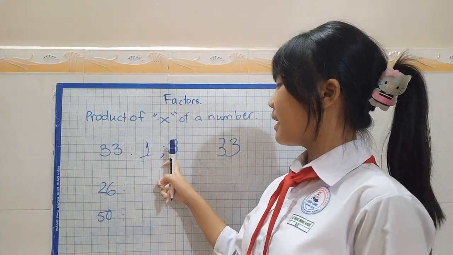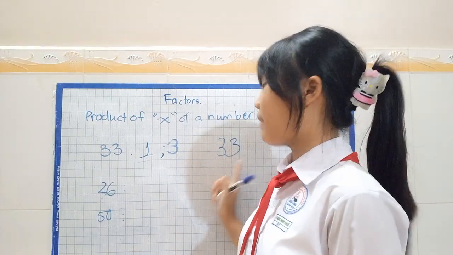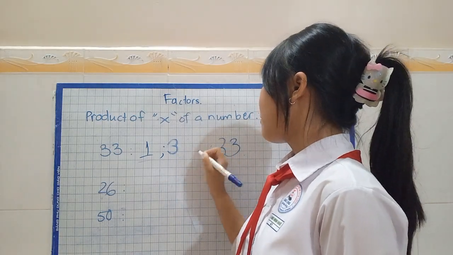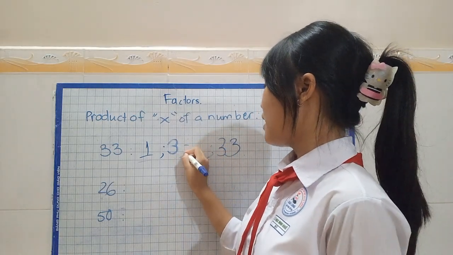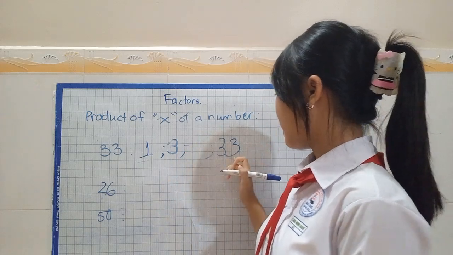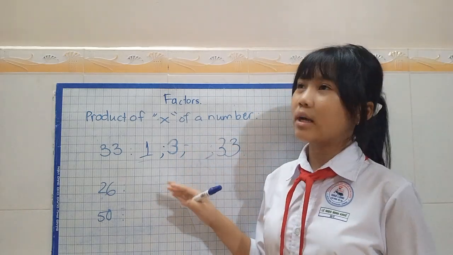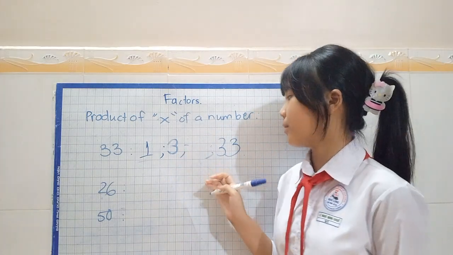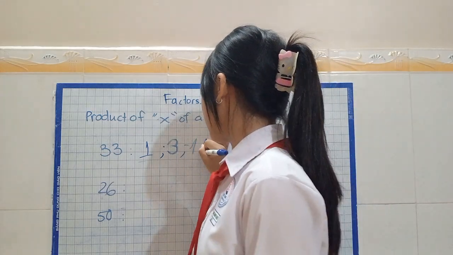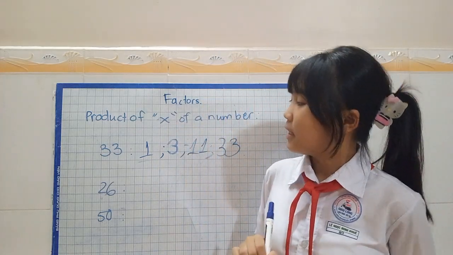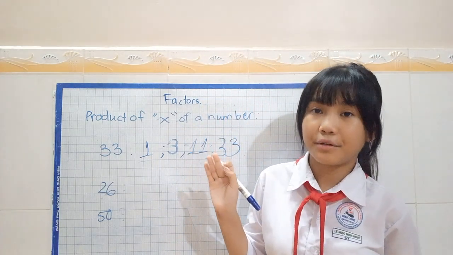Now, once we have this, we can find another pair of factors through multiplying. You can divide, okay, 33: what times 3 equals 33? Well, we have 11, right? So the number here will be 11. So these are the factors of 33.